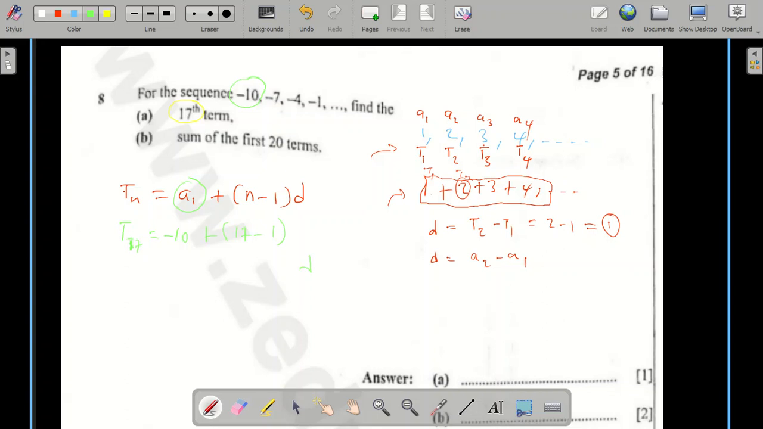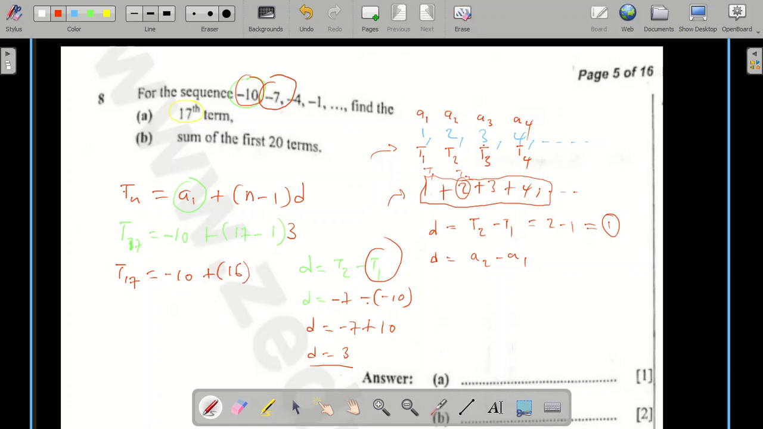Now what is our D? We just have to say T2 minus T1. We get -7 minus T1, which is -10. So we have -7 minus negative 10, we get a positive 10. So our D is -7 plus 10, which is positive 3. After that we can replace it there and say our T17 is -10 plus 17 minus 1, that will be 16, multiplying by 3.